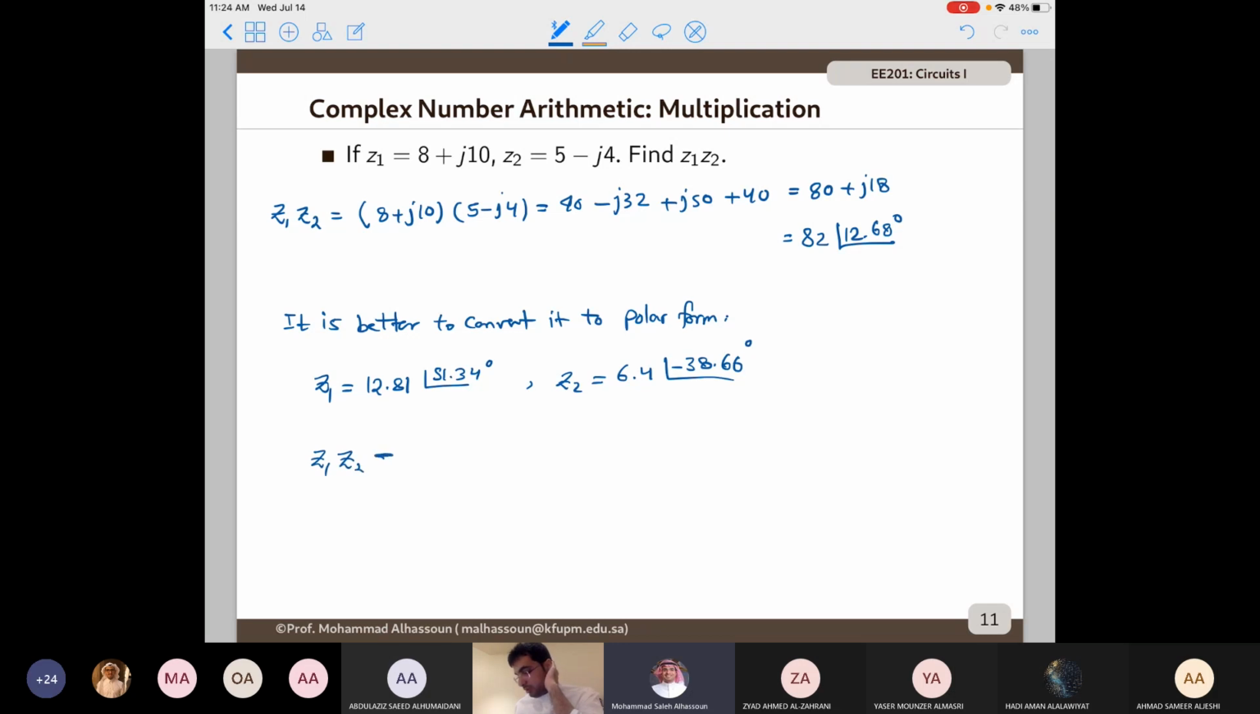What should we do? What do you think we should do? So it turns out if you write everything in polar form, you will end up with the following. If you want to multiply two complex numbers written in polar form, then you multiply the amplitudes and you add the angles.